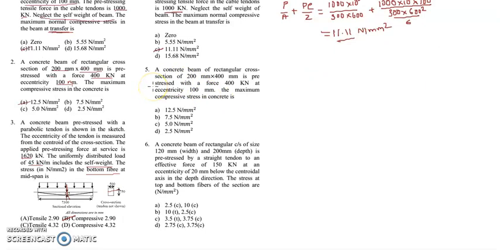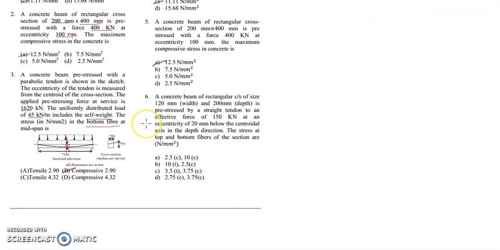Next, a concrete beam of rectangular cross section 200 mm by 400 mm is prestressed with a force of 400 kN at an eccentricity of 100 mm. The maximum compressive stress in concrete is, again, the same kind of question. The answer is A. Sixth one: a concrete beam of rectangular cross section, size 120 mm width, 200 mm depth, is prestressed by a straight tendon to an effective force of 150 kN at an eccentricity of 20 mm below the central axis. The stress at the top and bottom fiber is?